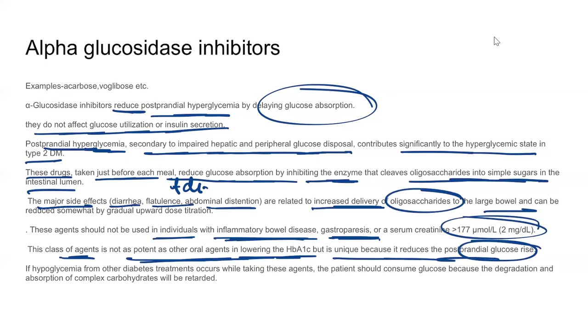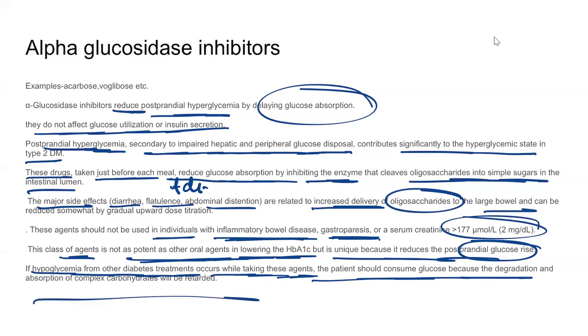One of the important things is if hypoglycemia from other diabetes treatment occurs while taking these agents, suppose a patient is on insulin along with acarbose, and the patient has a hypoglycemia attack, then the patient should consume glucose only, because if he or she consumes complex carbohydrates, these would not be broken down into glucose due to these drugs. So if there is any hypoglycemia attack in a patient on an alpha glucosidase inhibitor, they should be given glucose only.